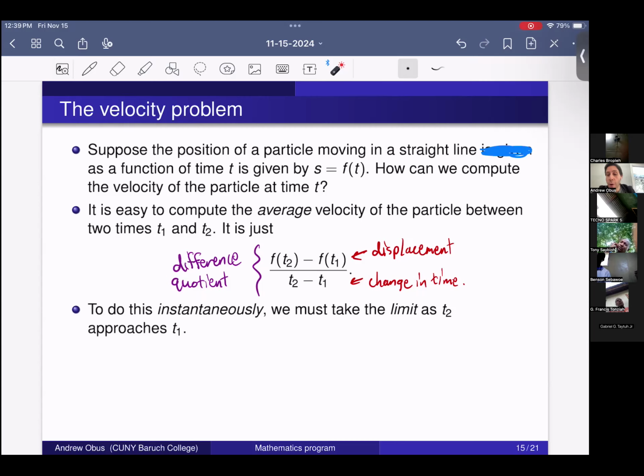But that requires knowing where I am now and where I am in an hour in order to make that calculation. So instead, if we want to do this instantaneously, we have to take a limit as our time interval gets smaller and smaller. We have to take the limit as the second time approaches the first time. If I want to know what's happening right now, I don't want to know where I'm going to be in an hour. I want to know where I'm going to be in a split second, in a teeny tiny amount of time. That's what's going to tell me my instantaneous speed. So we have to take the limit as t2 approaches t1.